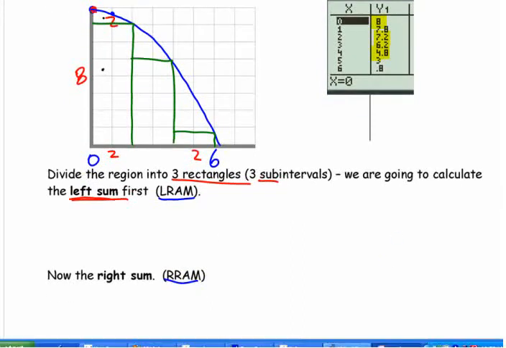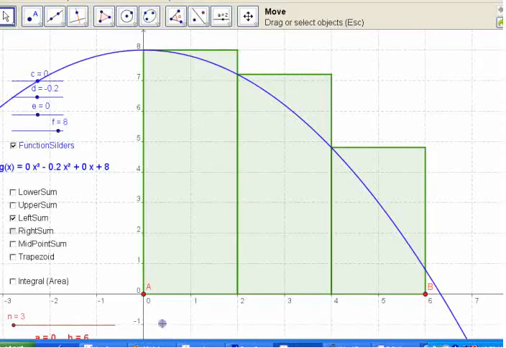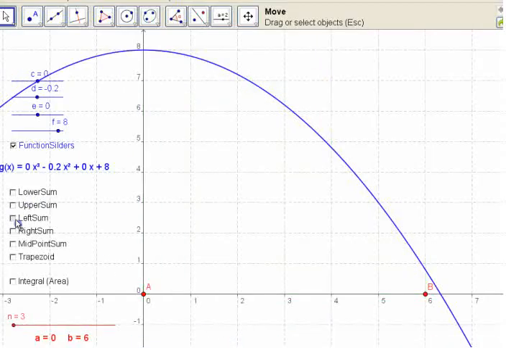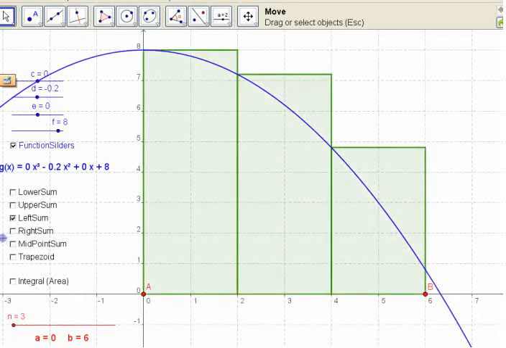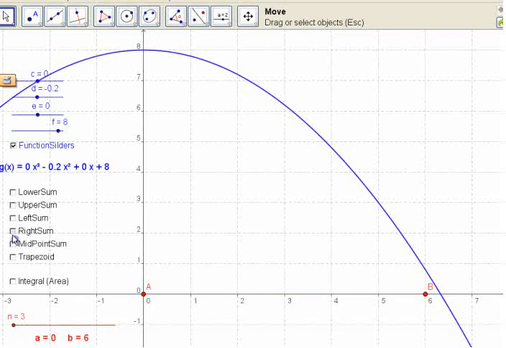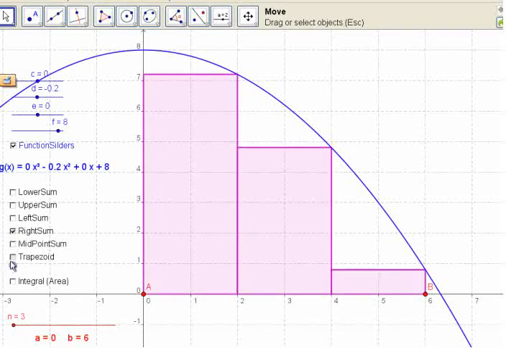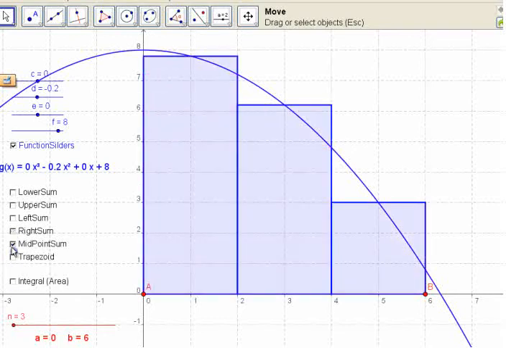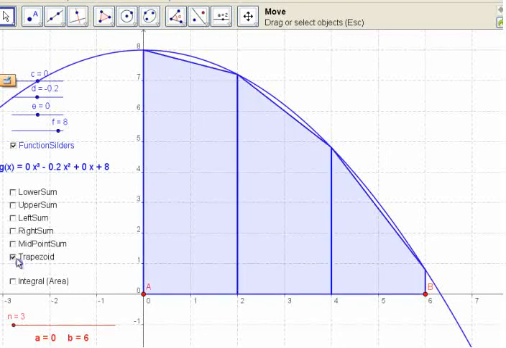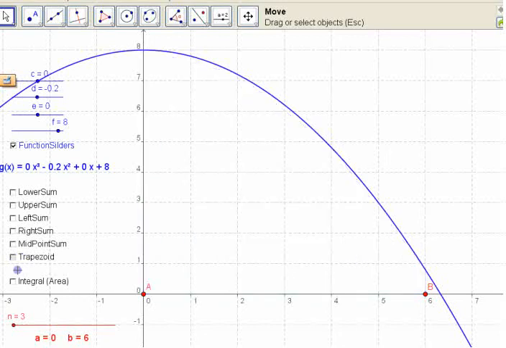How about if we just do this? Because I don't want to lose this. I don't want to lose the concept here, and there's all kinds of forces contributing to losing the concept. The left-hand sum is too big, right? The right-hand sum is too small. The midpoint sum is pretty good. It's not really just right. The trapezoid sum is pretty good, but it's not just right.